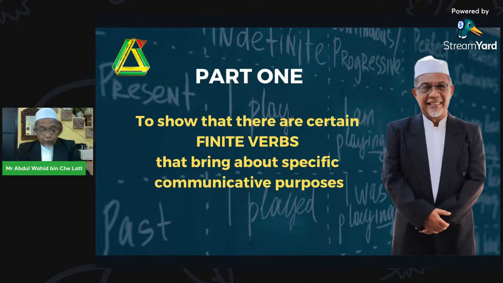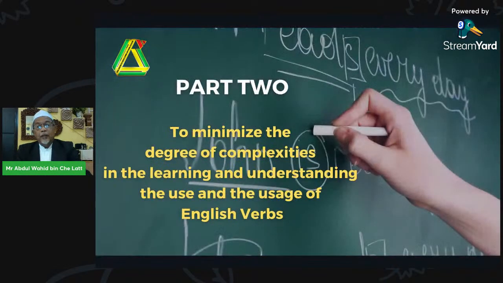Okay, for part 2, I will introduce to you the framework of English verbs. The framework actually simplifies the English verbs into two categories: the finite verb, which is the compulsory grammatical item in a sentence, and the non-finite verb. The finite verb is further subcategorized into two categories: the one-word verb and the verb phrase.